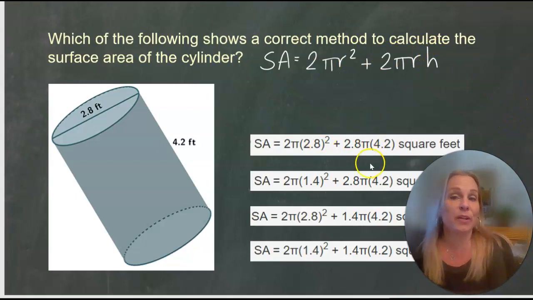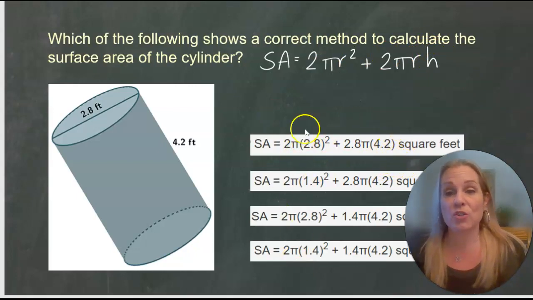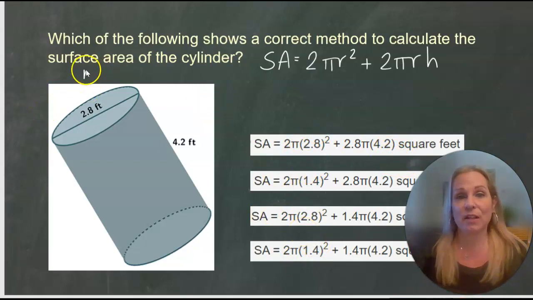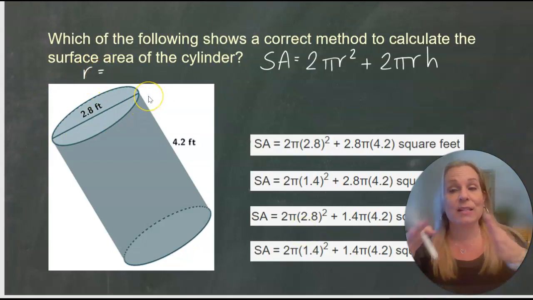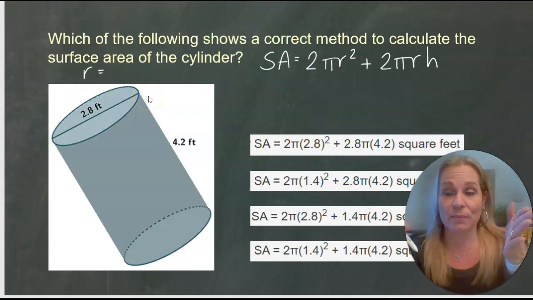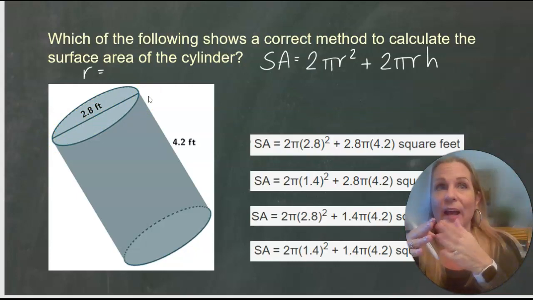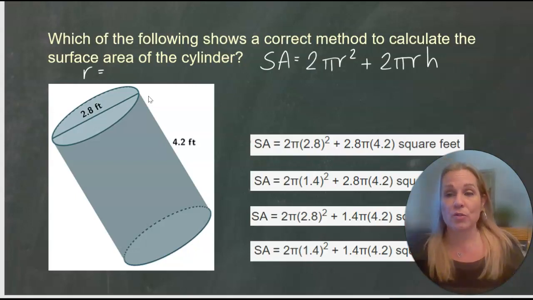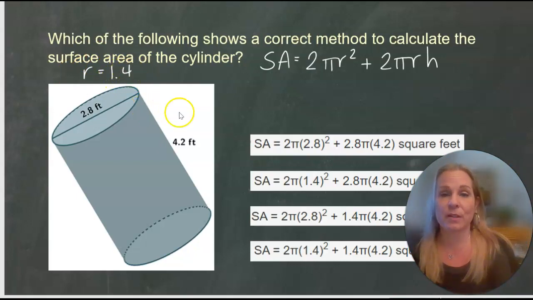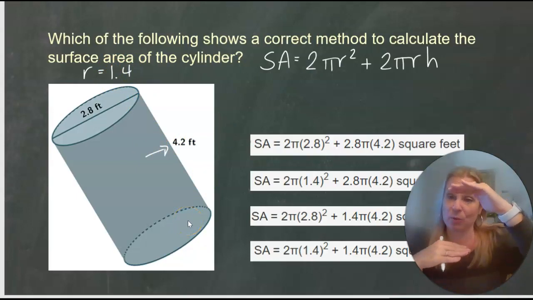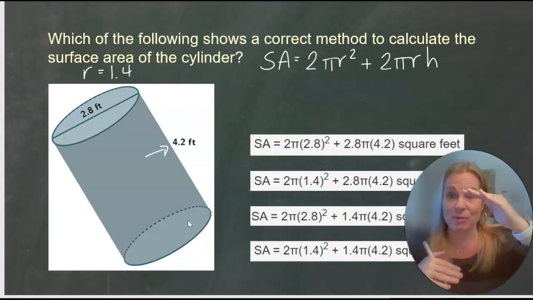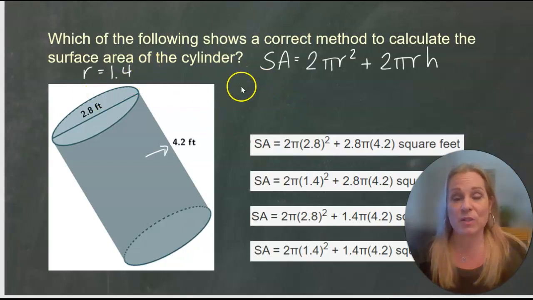So now let's put in all the numbers except for the pi, and then we can see which one matches what we get. All right, so my radius is not given here, right? My diameter is. The diameter is 2.8. So halfway across, right? Half of that would be 1.4. So my radius is 1.4. The height is clear, right? That's my height, because the height is always the distance between the two bases. Even if it's diagonal, even if it's laying on its side, the height is always the distance between the two circles.